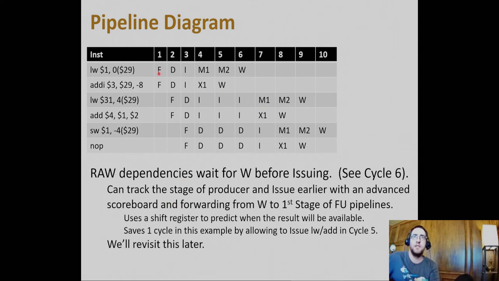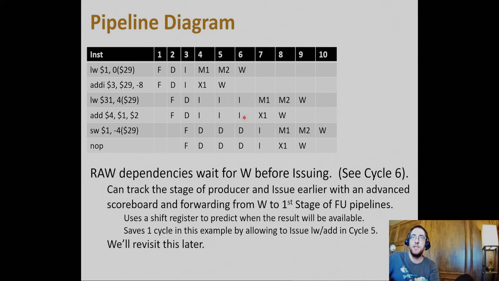Cycle one, fetch these two instructions. Cycle two, decode them and fetch the next two. Cycle three, issue them and decode the next two and fetch the next two. Cycle four is where we have the stall. So we're stalling these two instructions in issue while the load and the add are in their execute pipelines. And we're still stalling, and we have to stall.